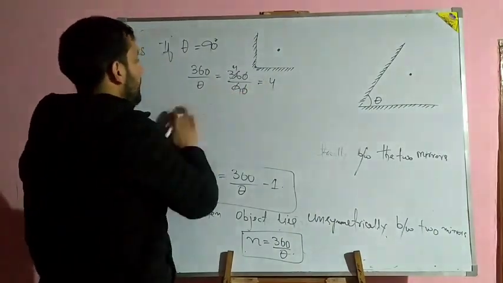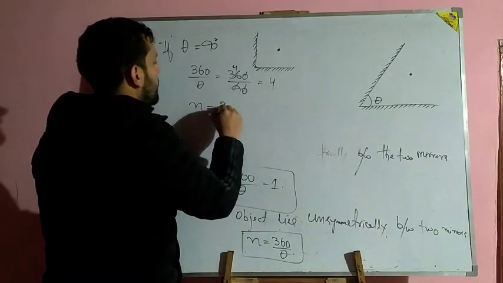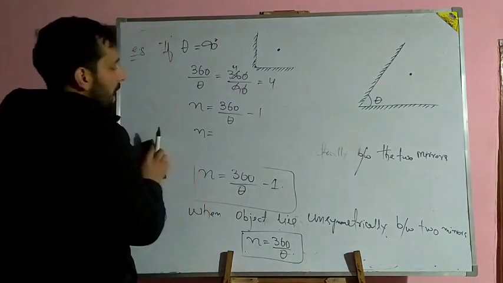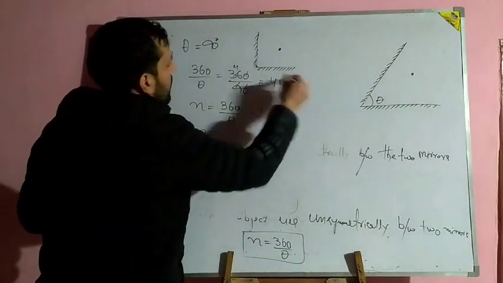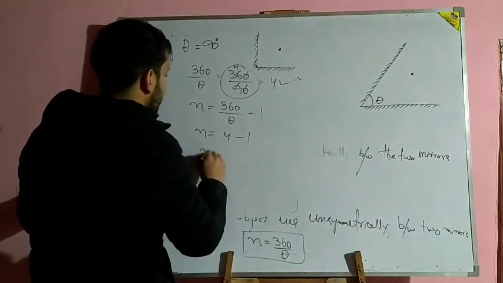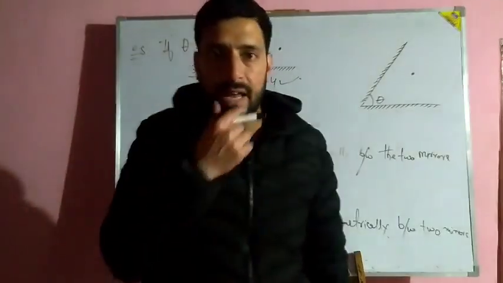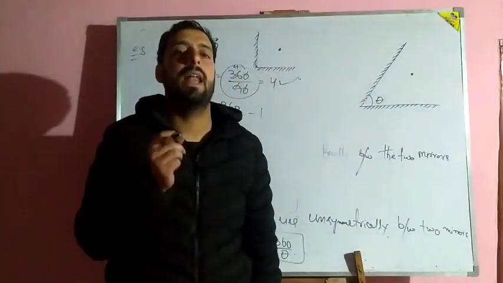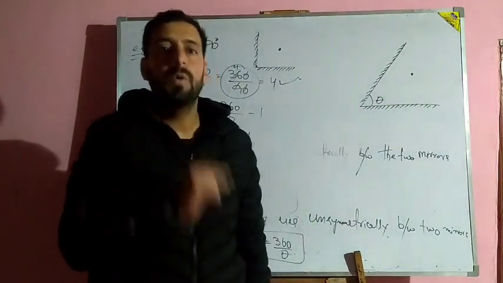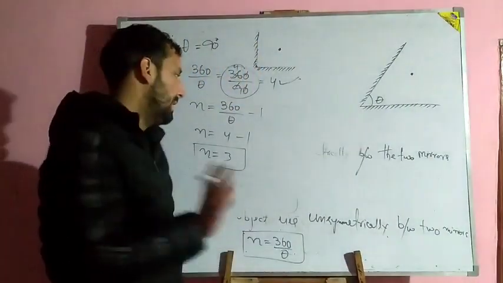360 by theta is even. Then the number of images will be equal to what? 360 by theta minus 1. The value of 360 by theta is 4, minus 1 will be equal to 3. That means when the two plane mirrors are kept facing each other at an angle of 90 degree and an object is placed between the two mirrors, then the number of images formed will be simply 3.